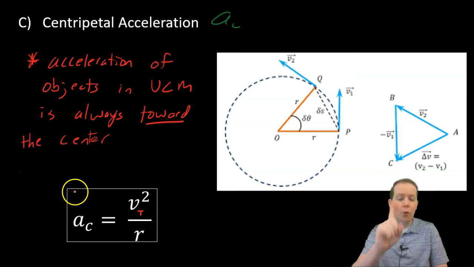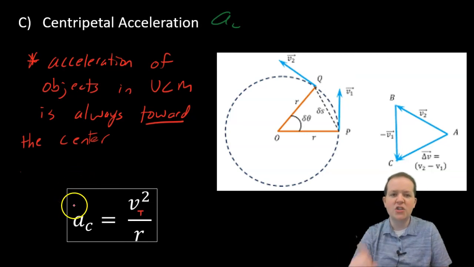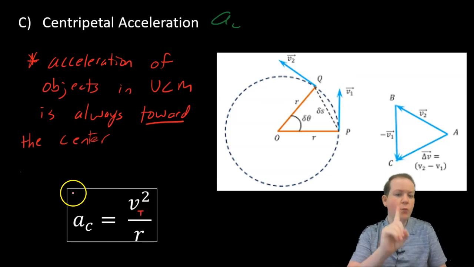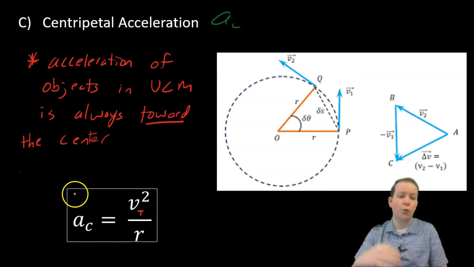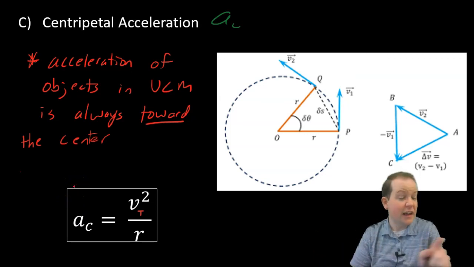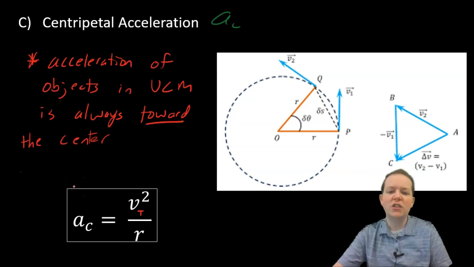The other thing that's important to recognize is that this acceleration always, for vertical circles, horizontal circles, even if it's not uniform circular motion, the direction is always pointing towards the center of that circle, okay?